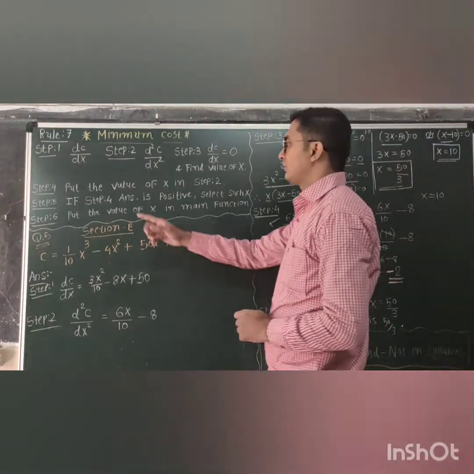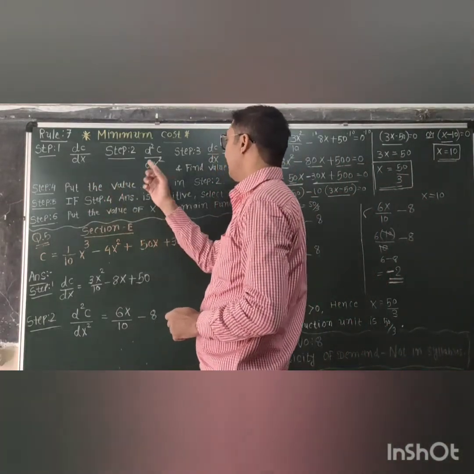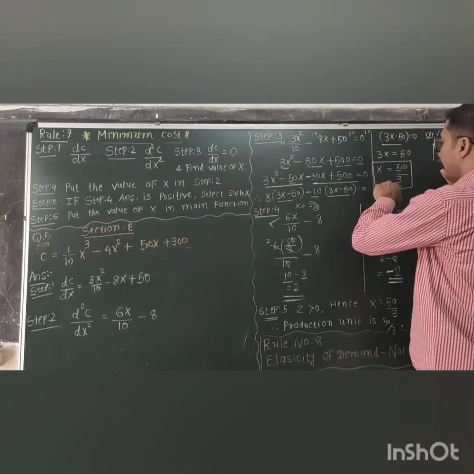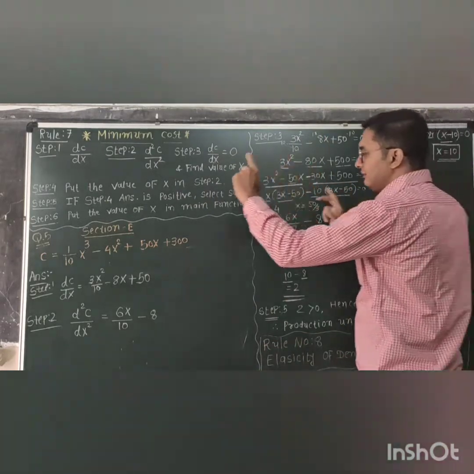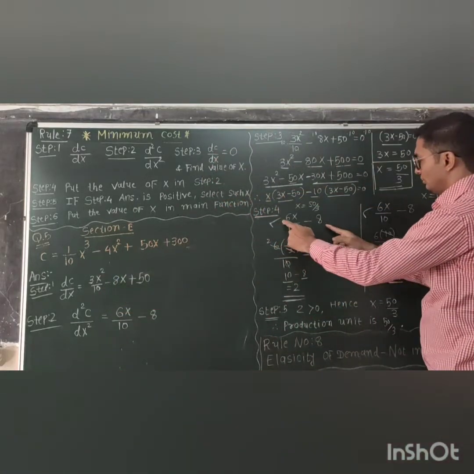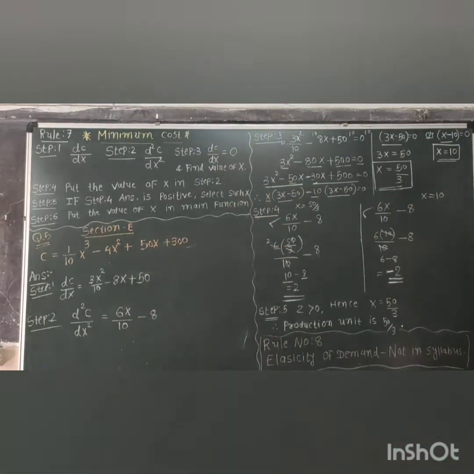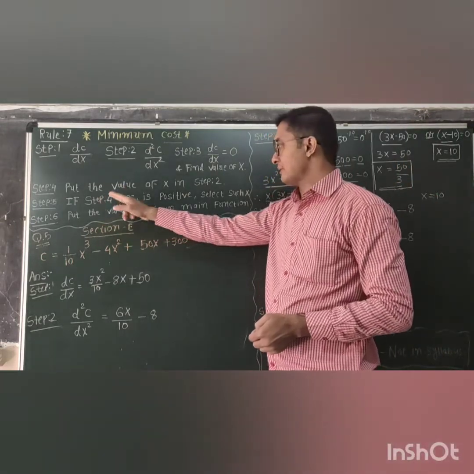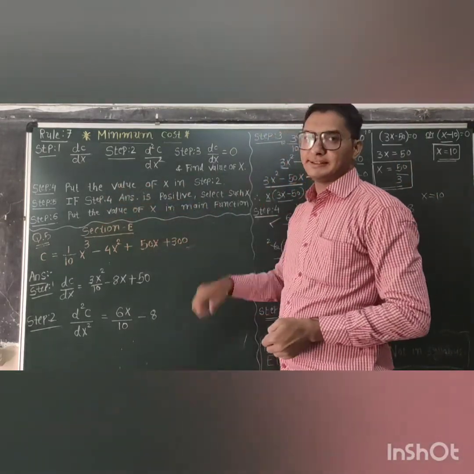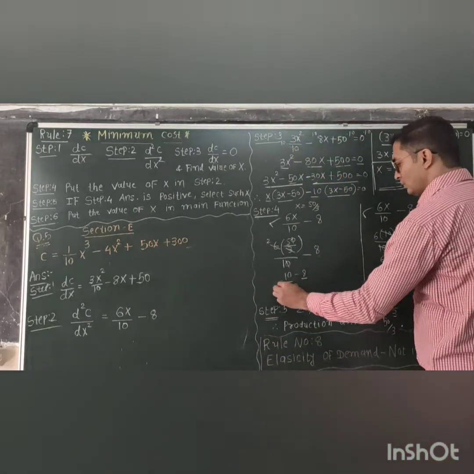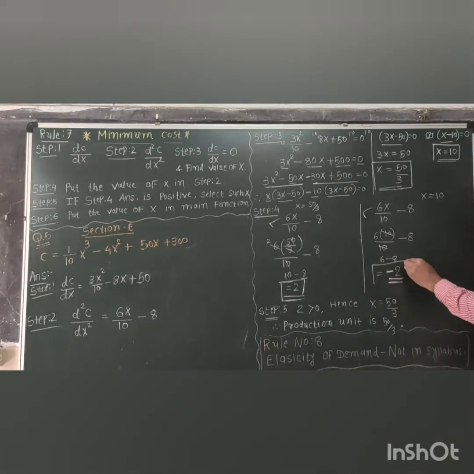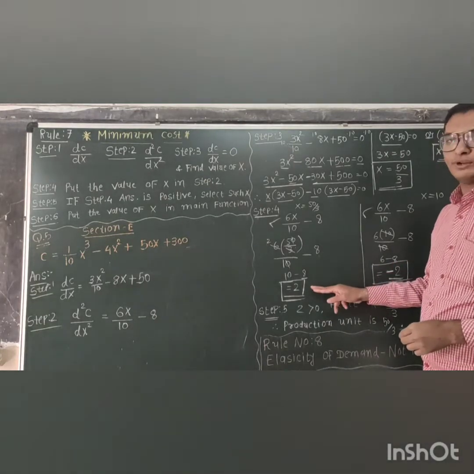This is for step number 4. Put the value of x in step 2. So we have put the value of this x in step number 2 two times. Now step number 5. If the step number 4 answer is positive, here there are two answers. One is 2, another is minus 2. So where is the answer positive? At 2.